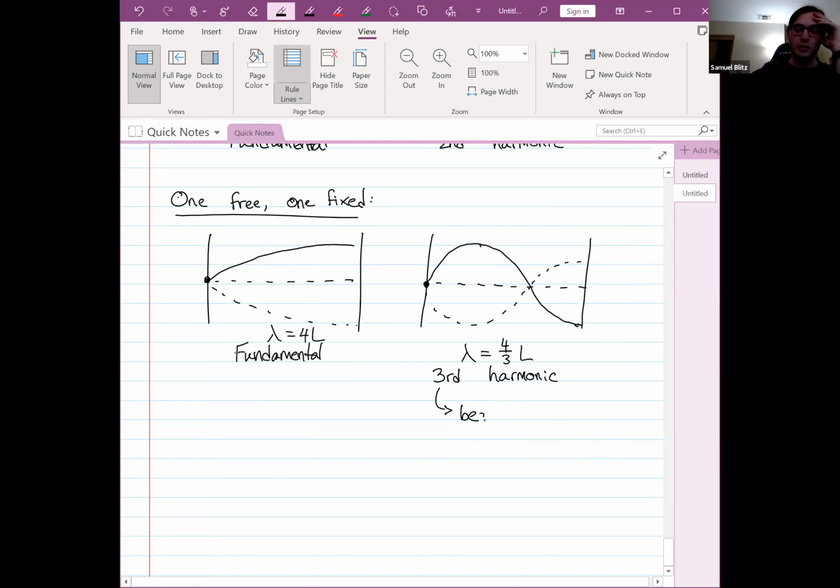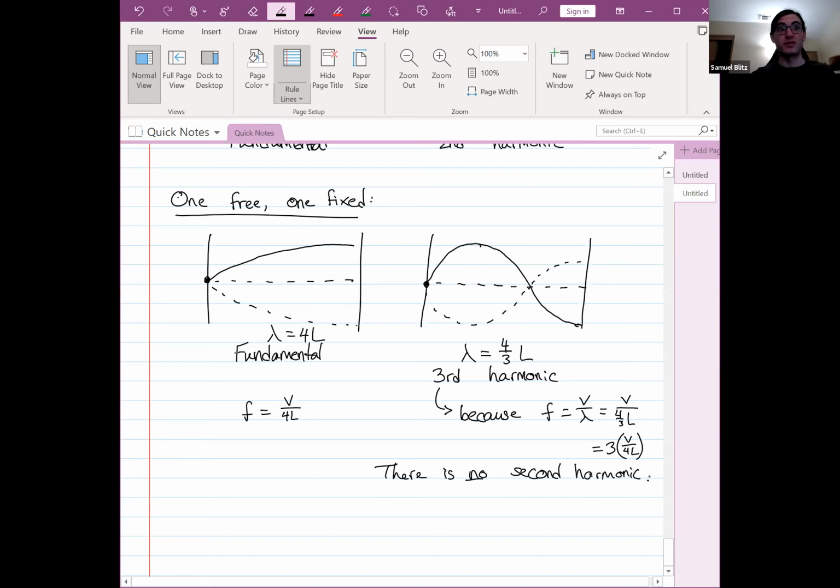Again, frequency is V over lambda. And so the frequency here is V over 4L, whereas the frequency here is V over 4/3 L, which is 3 times V over 4L. So the frequency of this wave is 3 times bigger than the frequency of the fundamental. Hence, it's the third harmonic. So here, there is no second harmonic, which is very strange.